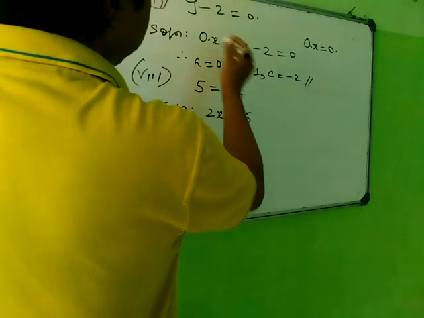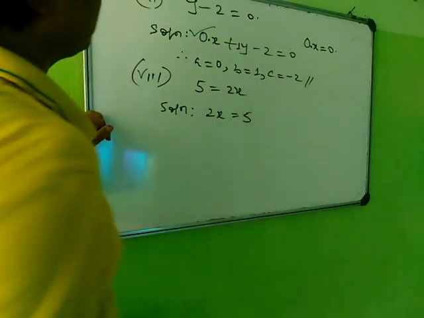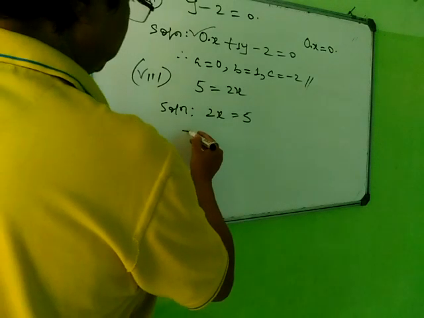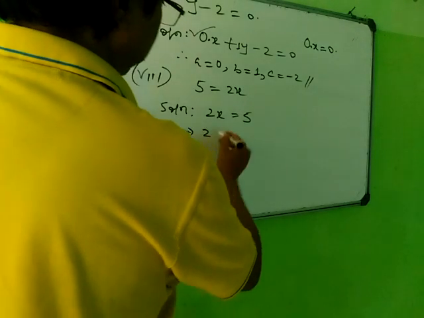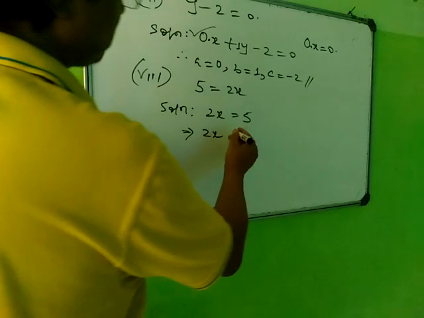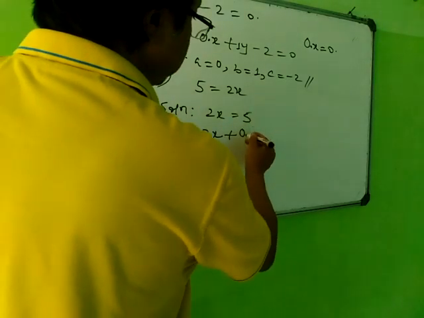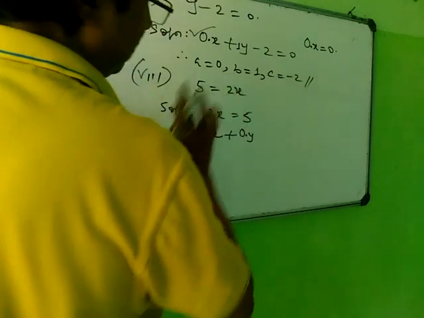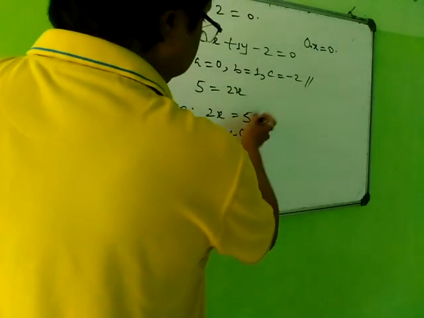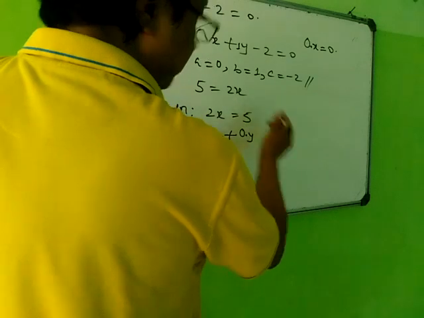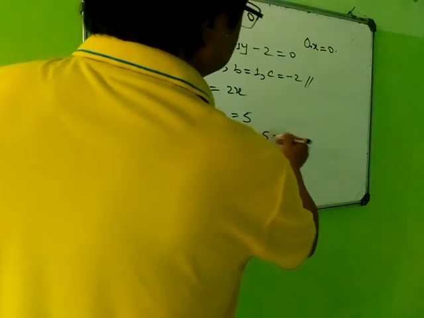Now you are going to write in the standard form. So here it will be twice x, so it is ax plus by. There is no y. You will write 0 into y. 0 into y is 0. Then you bring 5 this side. So there is plus, it will be minus, equals to 0.